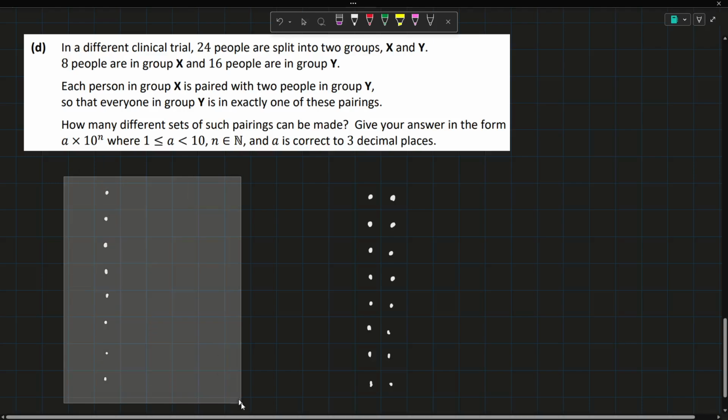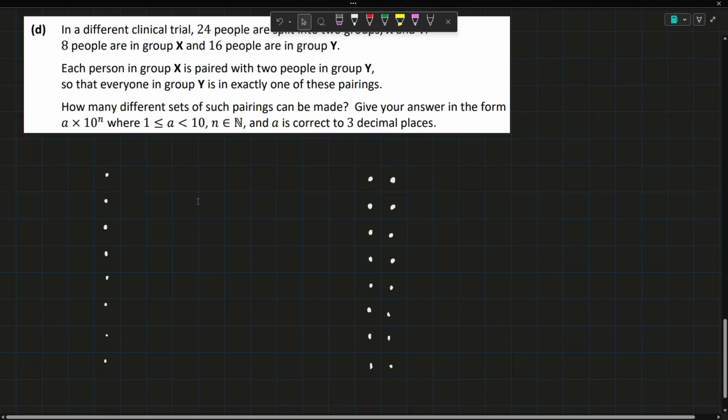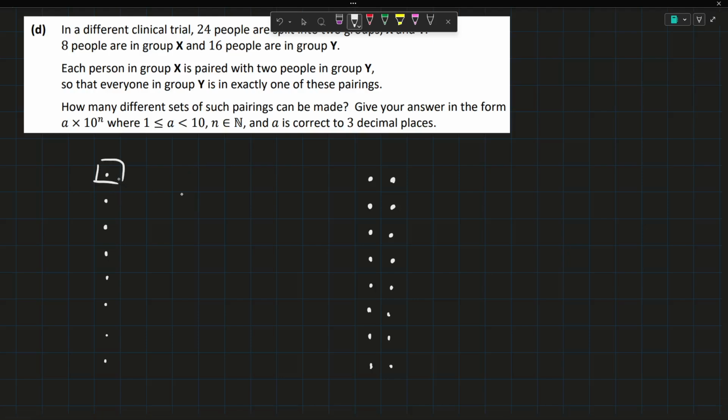And the number of different groups X there are is 24 choose 8, because there's 24 people in total. How many different groups of 8 can we choose? That's how many different possible groups of X there are. And now we're going to figure out how many different pairings we can make once we have a group X. So we'll use the same kind of logic again. So let's take this first person here, and let's see how many different options we have.